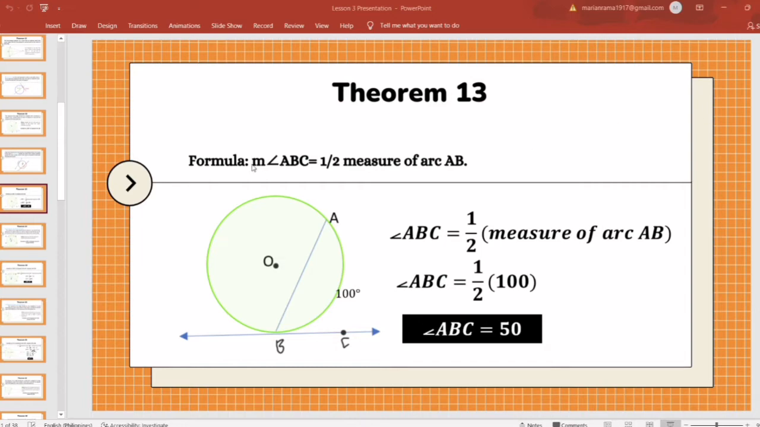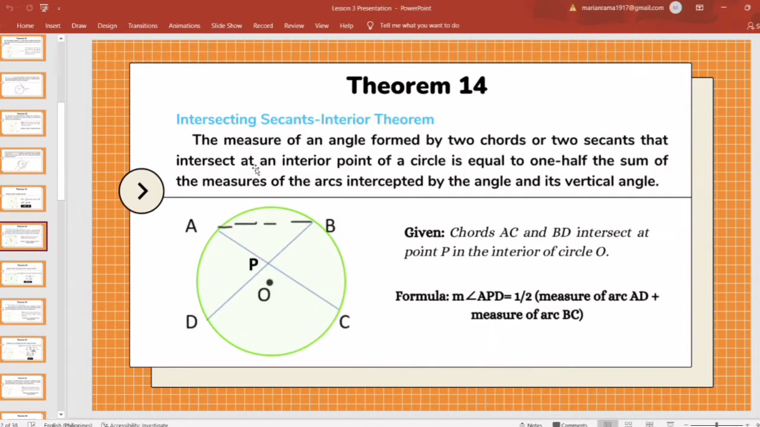Intersecting secants interior theorem. The measure of an angle formed by two chords or two secants that intersect at an interior point of a circle is equal to 1/2 the sum of the measures of the arcs intercepted by the angle and its vertical angle. So given the chords AC and BD intersect at point P in the interior of our circle O, then we have this formula. Angle APD is equal to 1/2 the measure of our arc AD plus the measure of our arc BC.